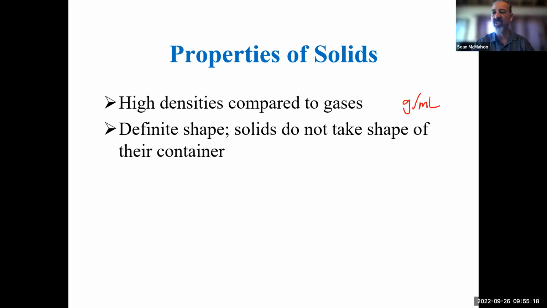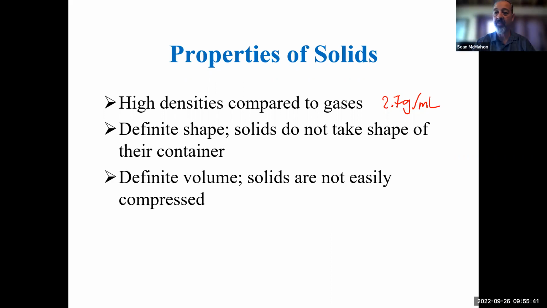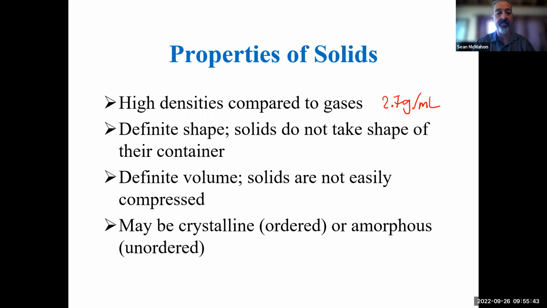Solids typically have densities of grams per mil as well. They're high. If you think of the density of aluminum, aluminum's a solid, it's 2.7 grams per mil. That's greater than water, which is 1 gram per mil. That's why if you drop an aluminum rod into water, it will sink to the bottom, okay? They have a definite shape. Notice I said aluminum rod, it's a shape, and their volumes are fixed as well.